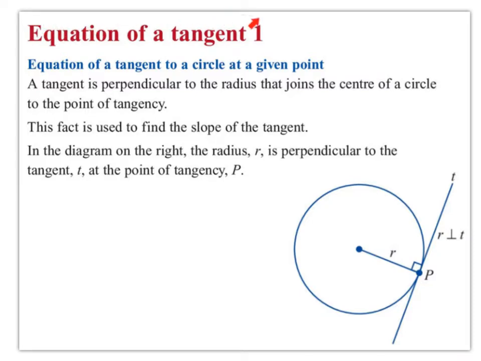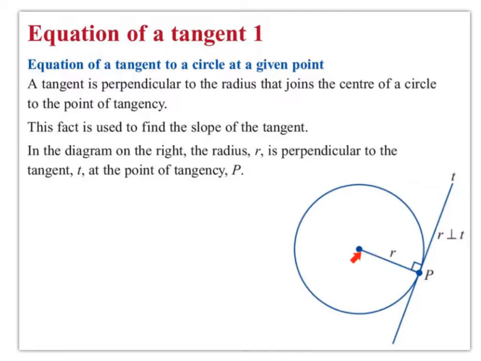Equation of a tangent 1. Equation of a tangent to a circle at a given point. Here's our circle, here's our tangent, and this is the point. A tangent is perpendicular to the radius that joins the centre of a circle to the point of tangency.